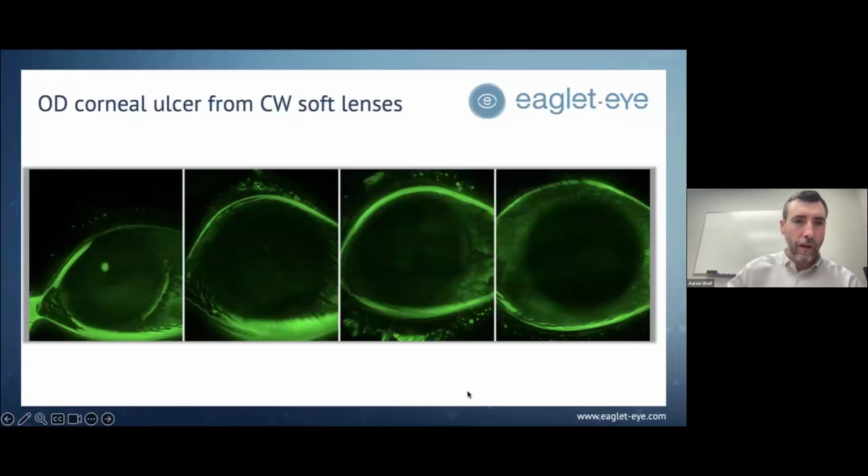These are images of the corneal ulcer. You can see that green dot on the left image. And then it's hard to see unless your brightness is maybe turned up, but this is just documenting the resolution. We did, of course, wait until the cornea was very stable and very healthy.